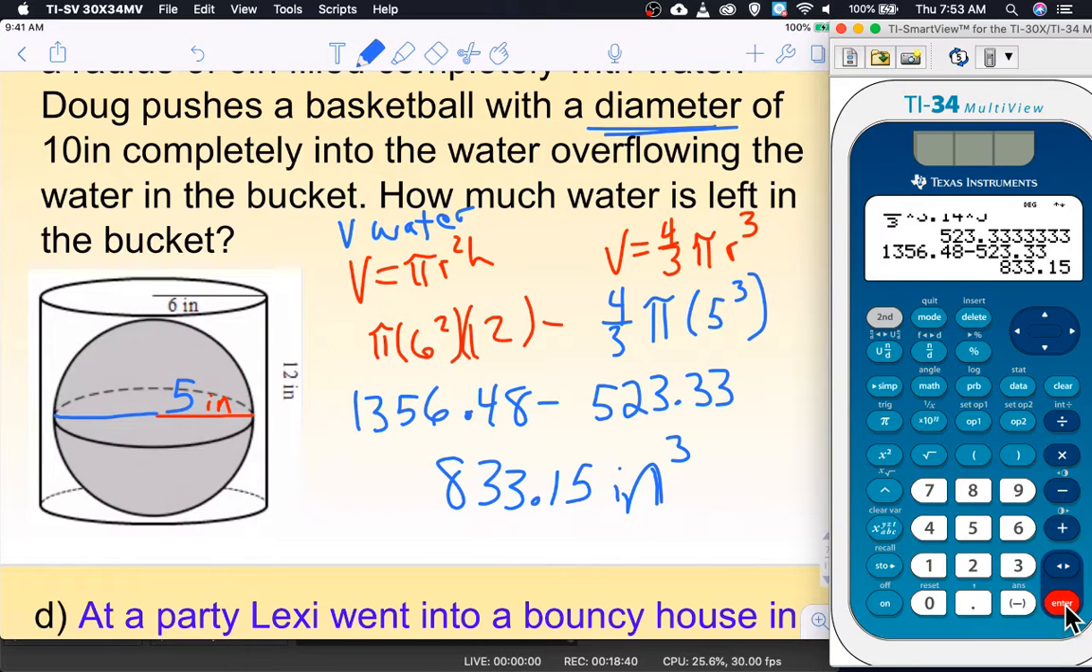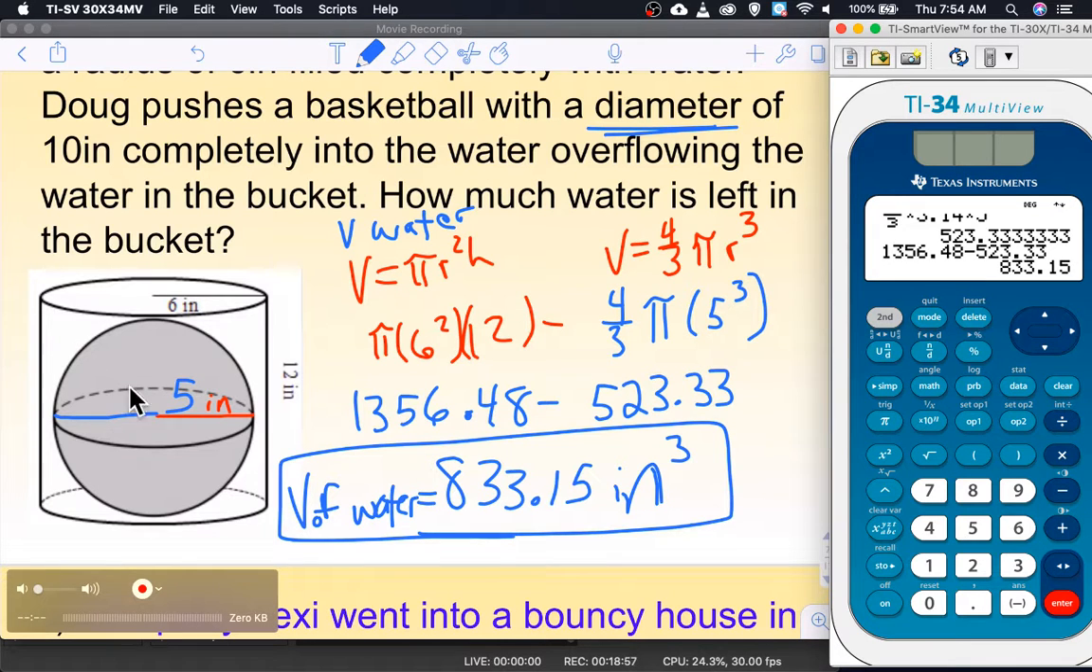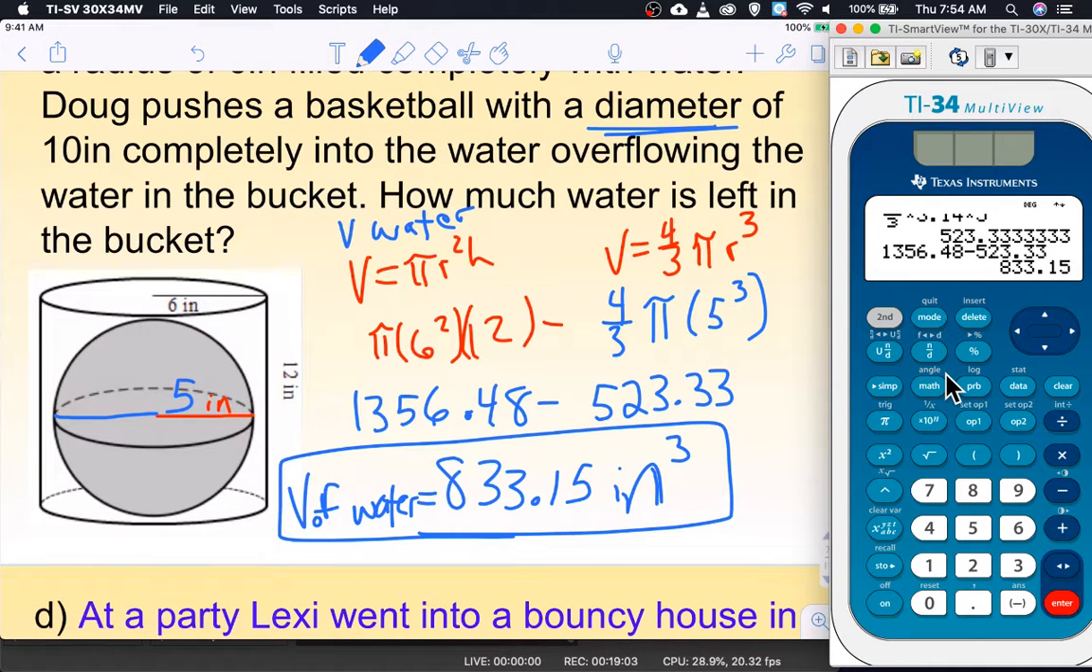And I'll even label that. Volume of water equals... There we have it. So this is kind of a compound object. We had to take away the one from the other to get how much space was left inside. Overall, not too bad of a problem. Once you knew how to set it up, it was fairly easy.